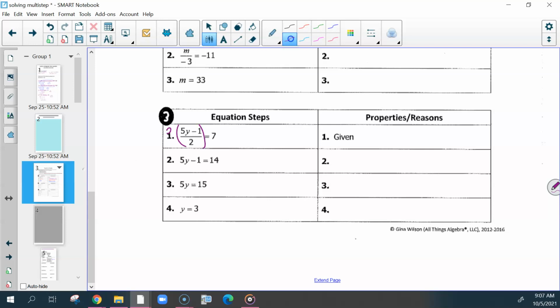So here they multiplied on both sides to get rid of this 2. That's your multiplicative inverse happening so that this becomes 1. But because they multiplied by 2, they also have to multiply by 2 here, which is how they got that 14. So that would be your multiplicative property of equality, or multiply.